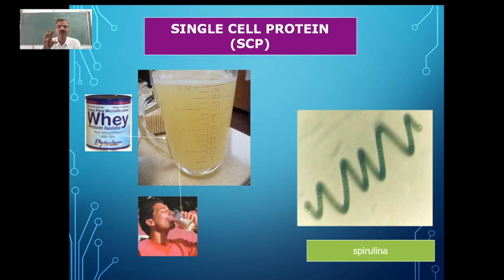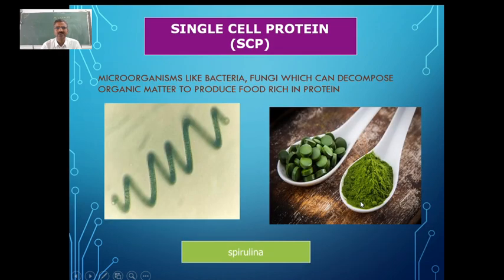So we are going to have protein-enriched producers from these bacteria or maybe some microbes, that we call single cell protein, commonly called SCP. You can see a bacterium called Spirulina. This is the product. You can use it in powder form or maybe in the form of tablets.